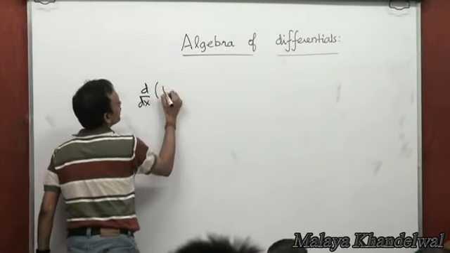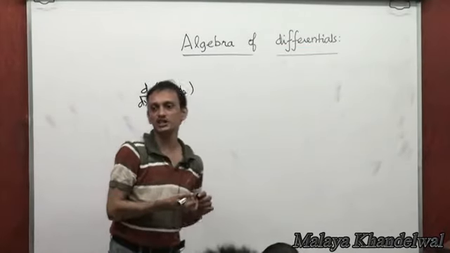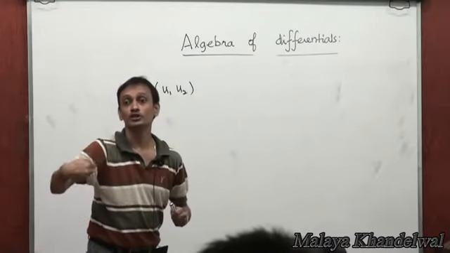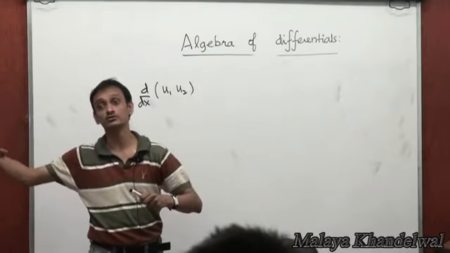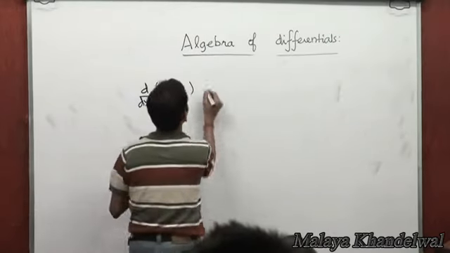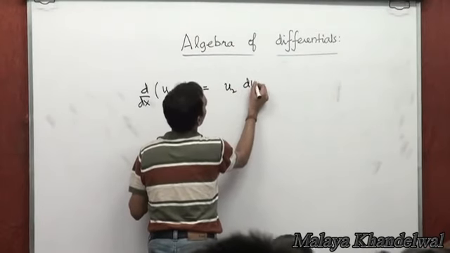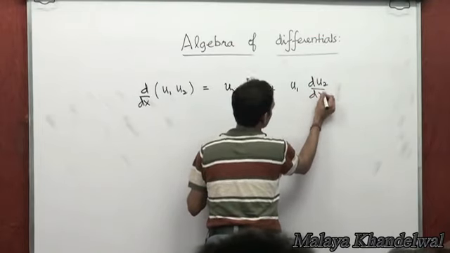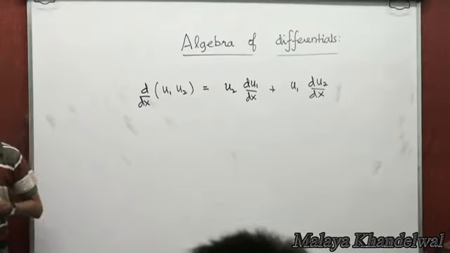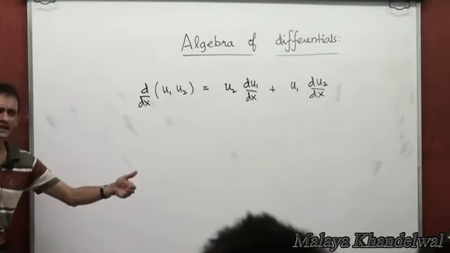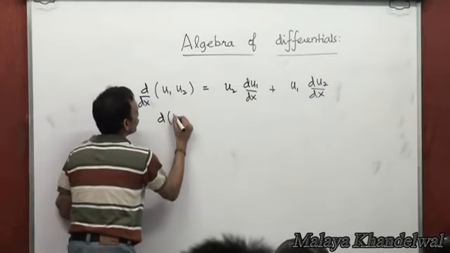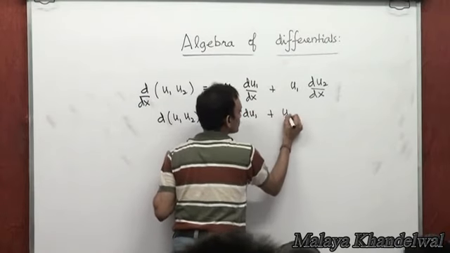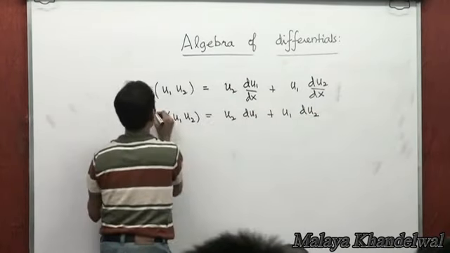d/dx of u1 u2, the derivative of the product of two functions, is first function into derivative of second function plus second function into derivative of first function, right? So it's u2 into du1/dx plus u1 into du2/dx. That's the product rule of differentiation. Multiply throughout by dx. Then d of u1 u2 is u2 d of u1 plus u1 d of u2.